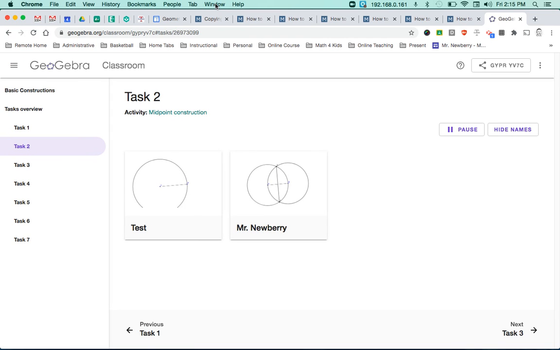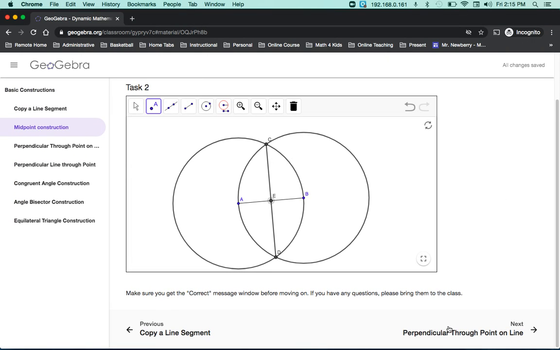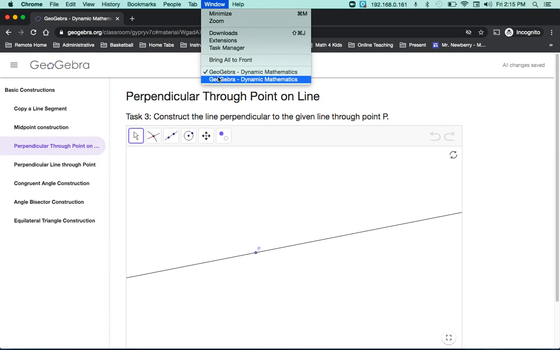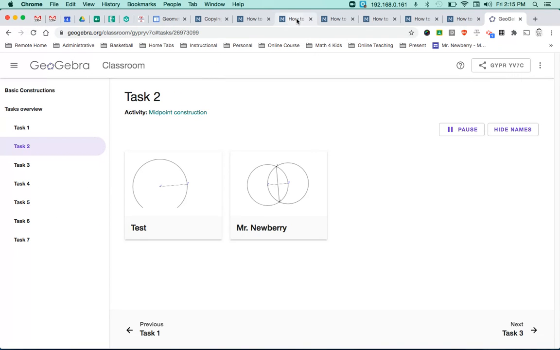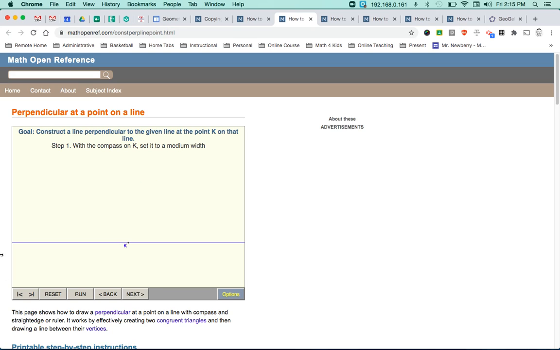Next one is going to be, let's see, perpendicular through a point on the line. All right, so I'm going to click next, but I'm going to go back to the real world one first. 1, 2, 3, perpendicular at a point on a line. So I'm going to go click next. So I've got a line. This goes forever in both directions, and I got a point K. I want to draw a perpendicular line that goes exactly through that point K.